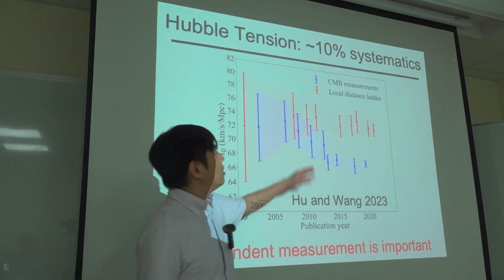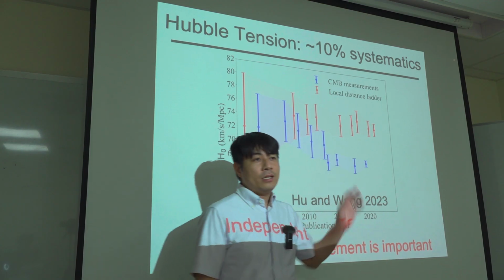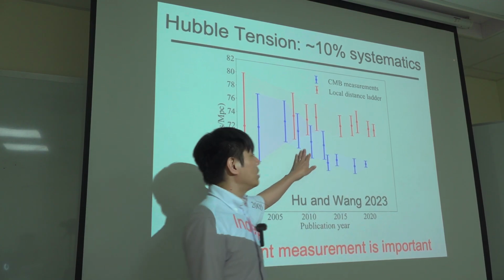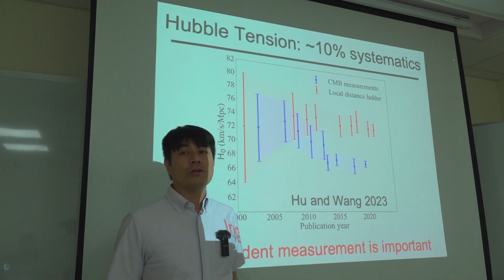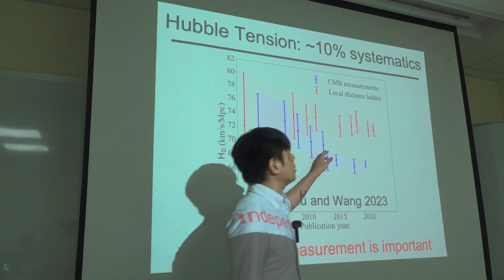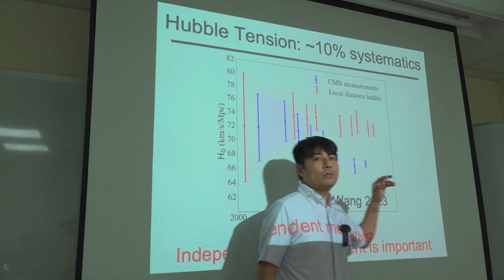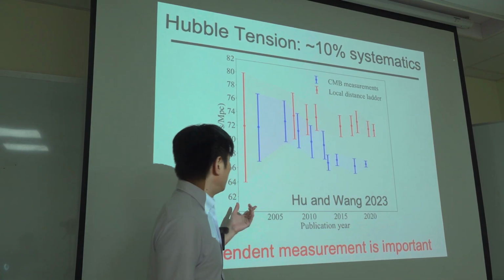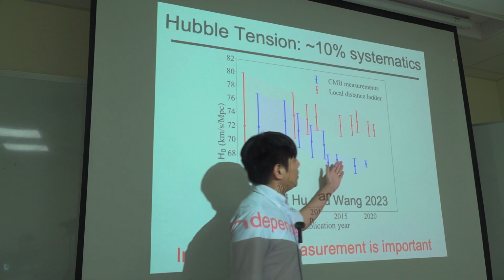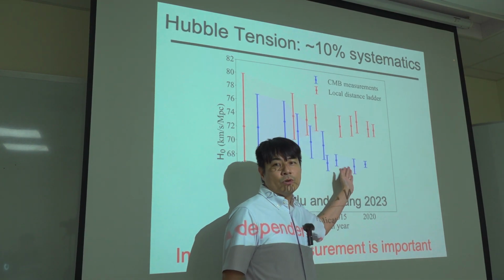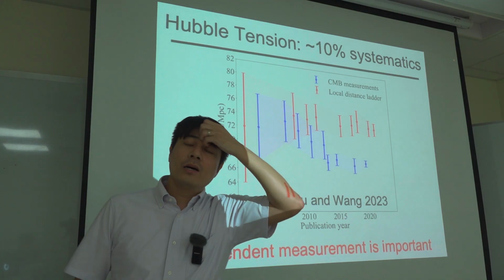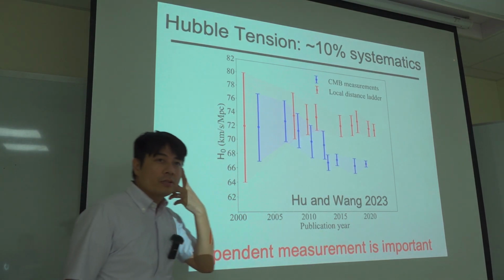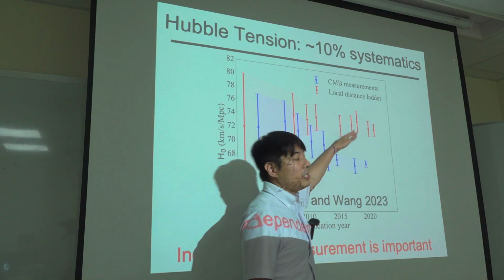But anyway, in CMB, they need to assume this lambda CDM model to describe the behavior of the universe. Then they fit this model to the CMB power spectrum to constrain the Hubble constant. So that means this is a kind of assumed model. Then the problem is there's a statistically significant deviation between these two.